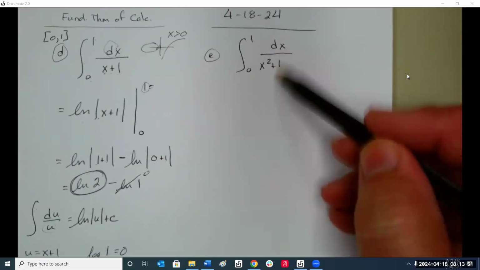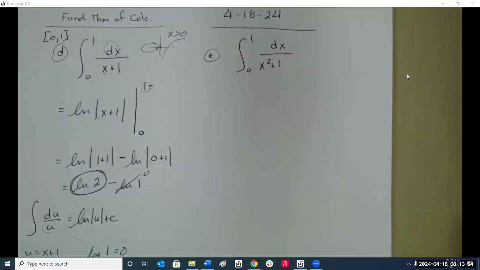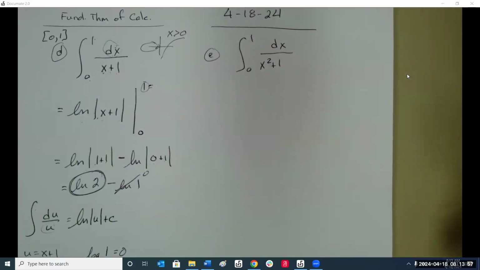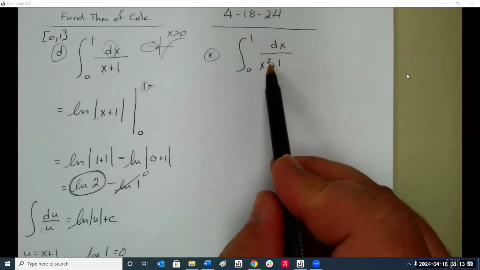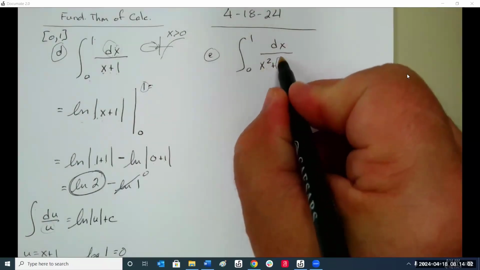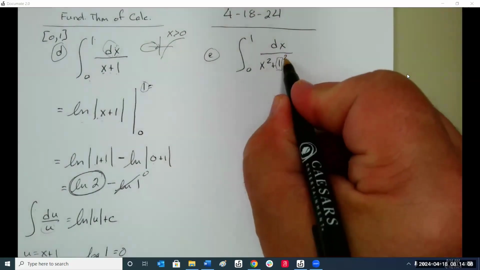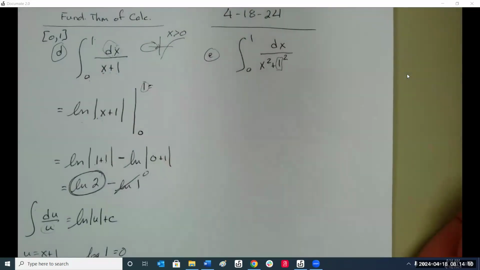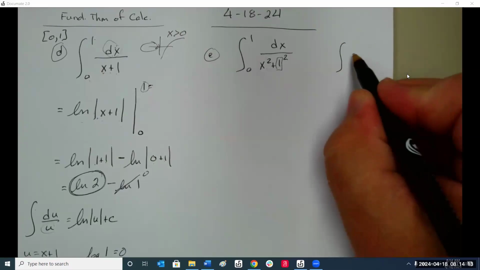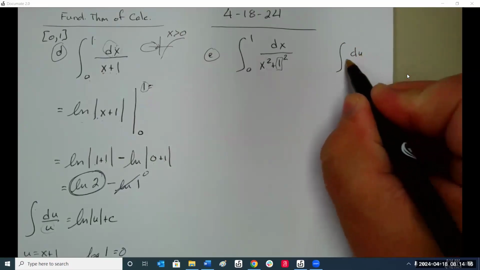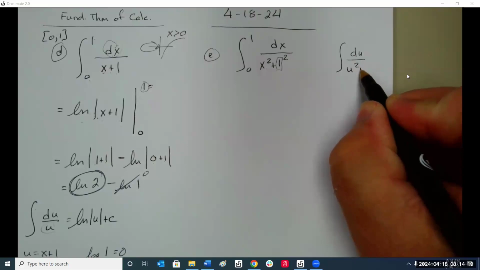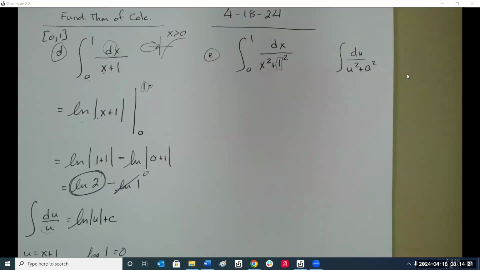We do the same thing in the second one, because if you notice, it's kind of the same situation, except what happens on this one? x is squared. So now we look at, is this number a perfect square? Yes, in this case, it's 1 squared. So you're going to try to find that in your table: du over u squared plus a.